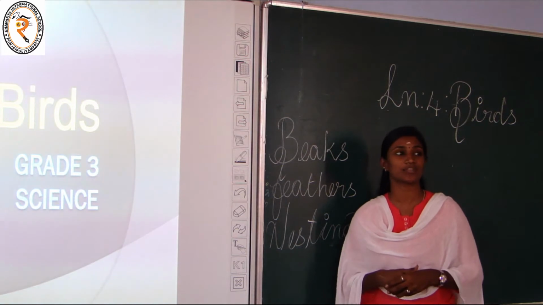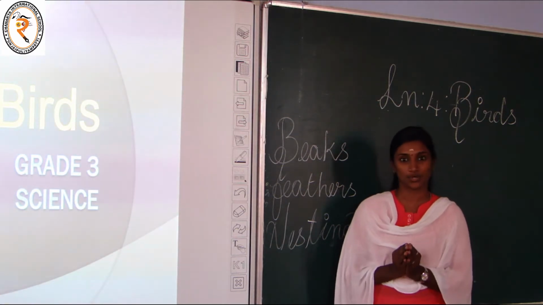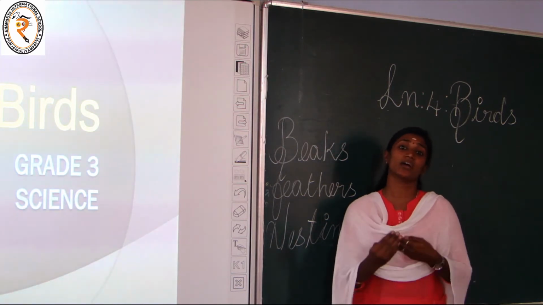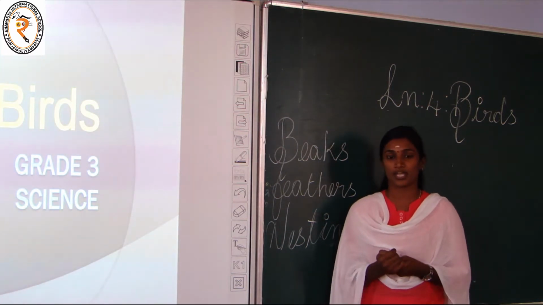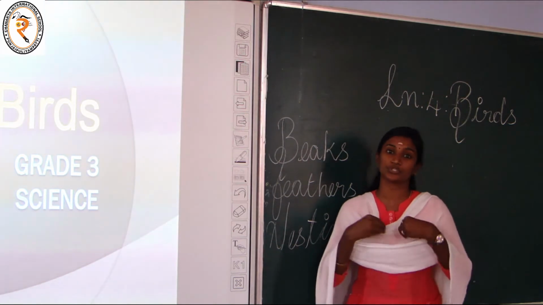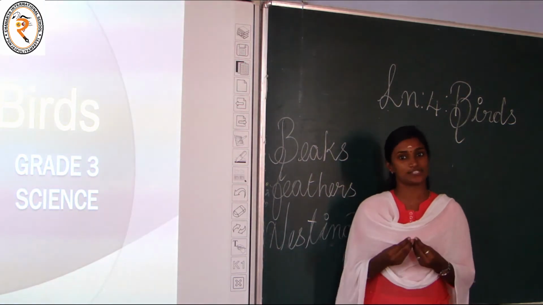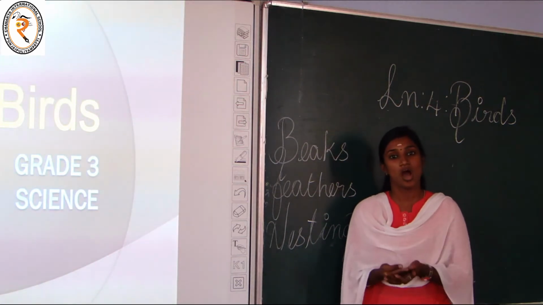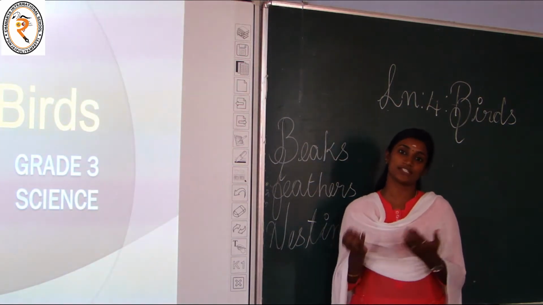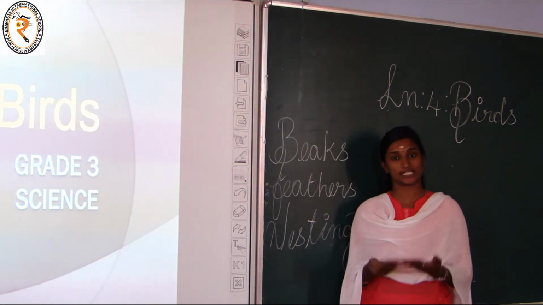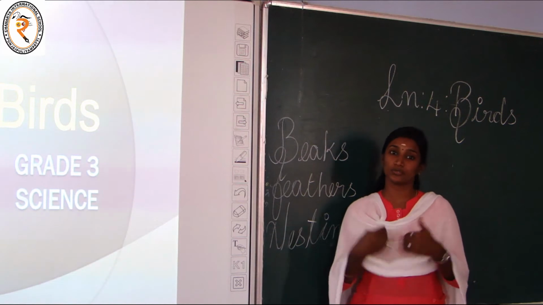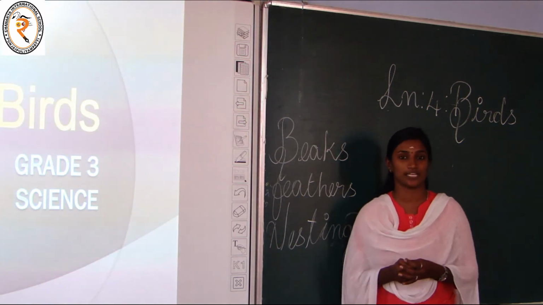Children, we have seen 3 lessons, no? In those 3 lessons we have seen about plants: how plants are living, where they live, how they produce their food, and how plants are useful to us. These are all things we have seen. And we have seen about animals also: where animals live, pet animals, domestic animals, wild animals, and how animals are useful to us.